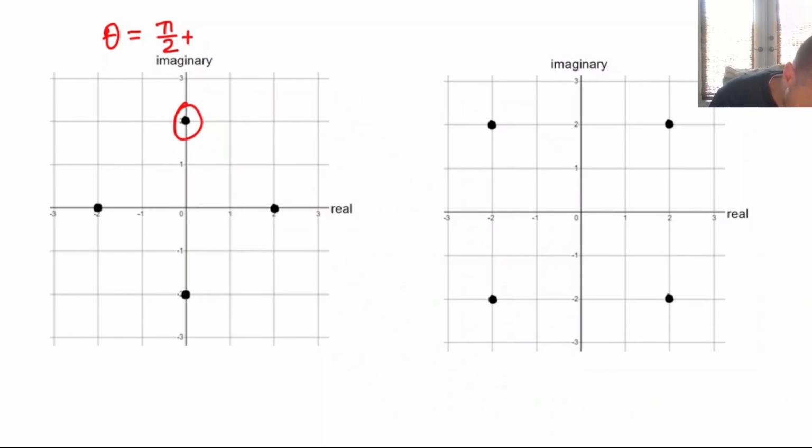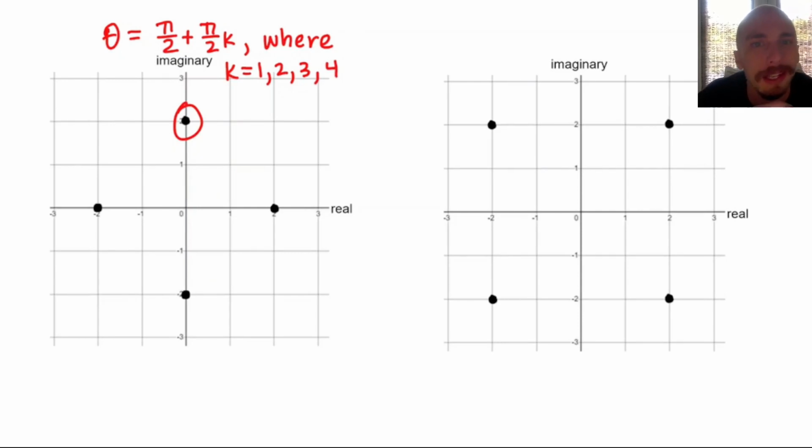But I'm going to say this is pi over 2 plus pi over 2k, where k is equal to 1, 2, 3, and 4. Now, if you wanted k to equal 0, 1, 2, and 3, that'd be just as good, right? It would give you the same thing. When k equals 4, that will give me the point that's circled in red because it's pi over 2 plus 2 pi. So I get right back to where I started, and that's an equally valid theta value for that point up there, 5 pi over 2.